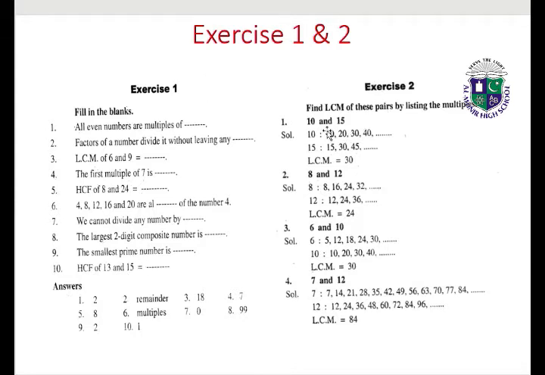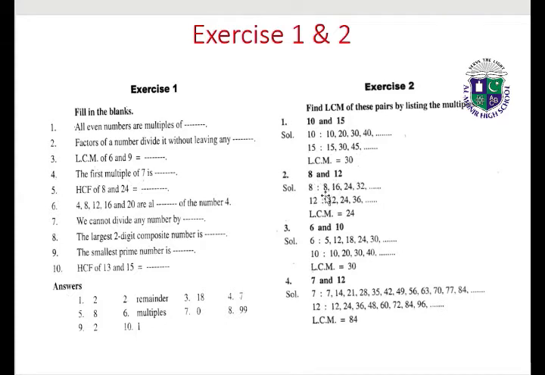Exercise 2. Find the LCM of this pair by listing the multiples: 10 and 15. 10 1s are 10, 10 2s are 20, 10 3s are 30, 10 4s are 40. 15 1s are 15, 15 2s are 30, 15 3s are 45. Least common multiple is 30.